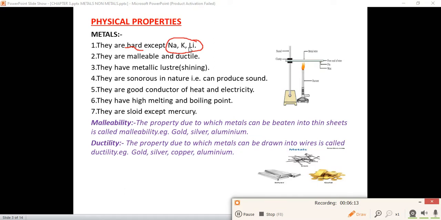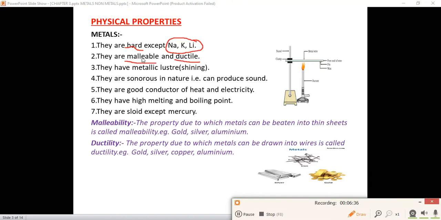Sodium, potassium and lithium. You should remember the names of these metals. Sometimes questions are asked: name some metals which are very soft in nature or which can be easily cut with a knife. So what answer will you write? Sodium, potassium and lithium. Metals are malleable and ductile. We'll see what we understand by malleable and ductile.